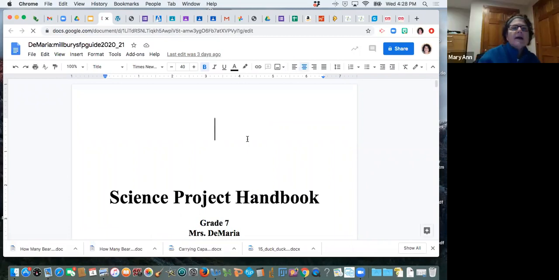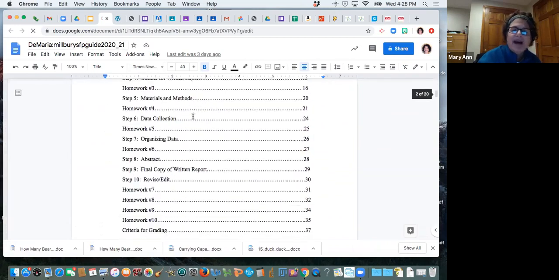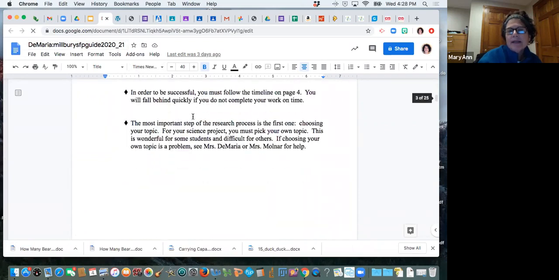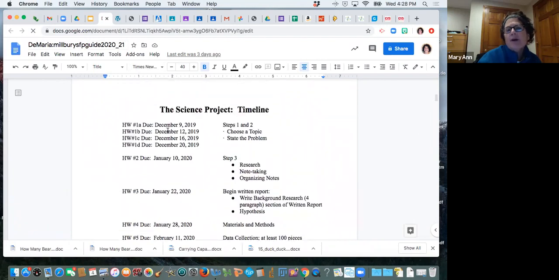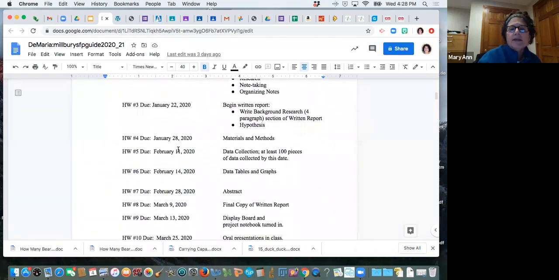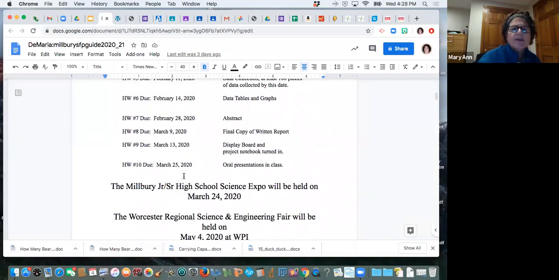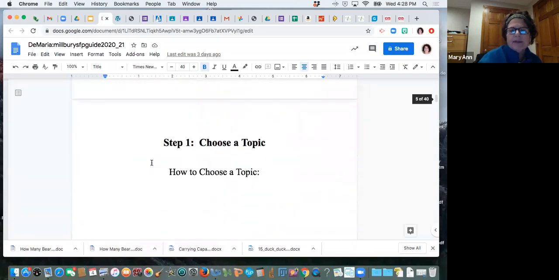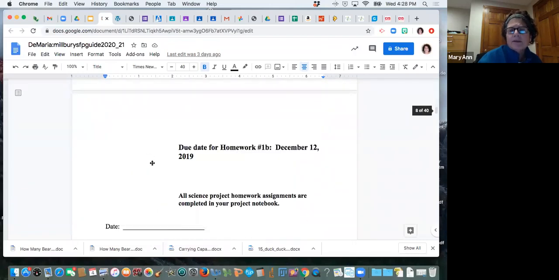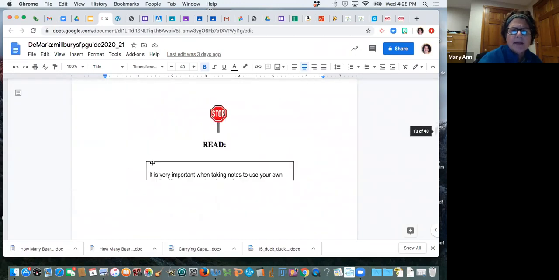No, this is a copy, and this is what I'm going to be using for this year. It just starts with a table of contents, and it's 30 some pages. This isn't for this year because I didn't change the dates. This was last year's, so you're seeing last year's. I broke the whole science project down into 10 homework assignments. There's a bunch of examples in here, but I'm just showing you where we start. That's choosing a topic.